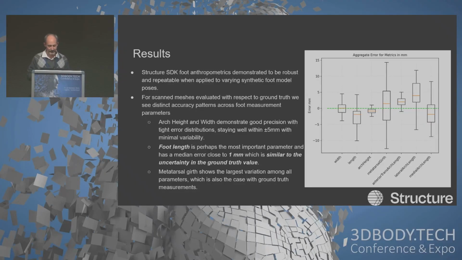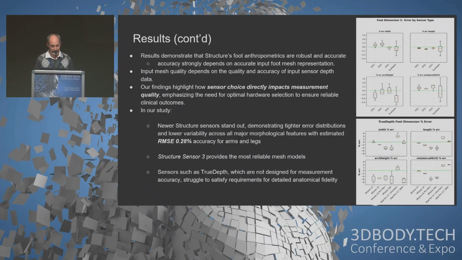We have aggregate results, so combining all sensors, just looking at all metrics altogether. We demonstrated good precision even though we are looking at a wide variation of sensors. We are seeing results that are within plus or minus 5 millimeters with minimum variability. The foot length, perhaps the most important metric, we have a median value close to 1 millimeter. The metatarsal girth, as I mentioned in the beginning, is the one that has the largest variation, so it is most challenging to measure. Using the newer Structure Sensor, we see an RMSE of 0.28%.